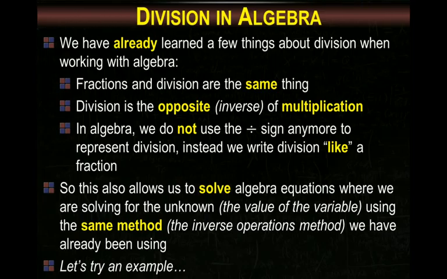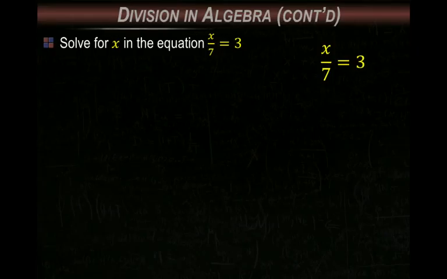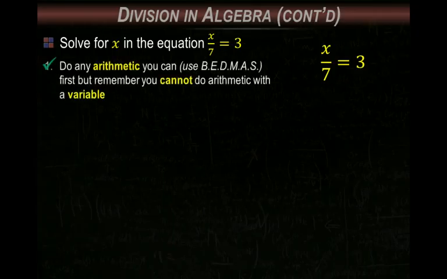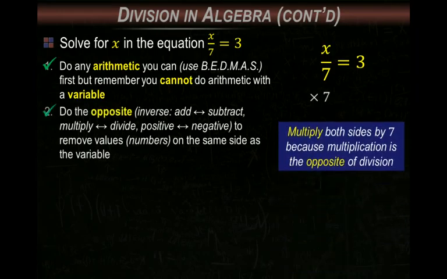And this also allows us to use the exact same method for solving it. We don't have to change the method. Let me show you. Here's the algebra. x over 7 in a fraction like that really means x divided by 7 equals 3. So what we do to get x by itself is the opposite of what's happening now. What's happening now, you should know, is division. It means x divided by 7. So the opposite of division is multiplication. So first, any arithmetic to do? No. Now I do the opposite. So I multiply this thing by 7 because that's the opposite.